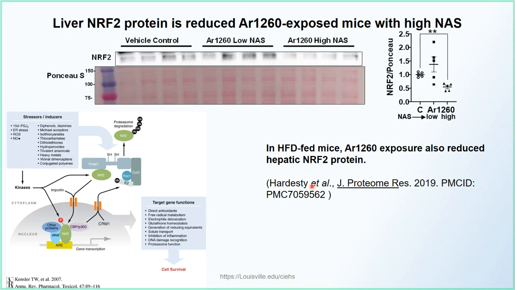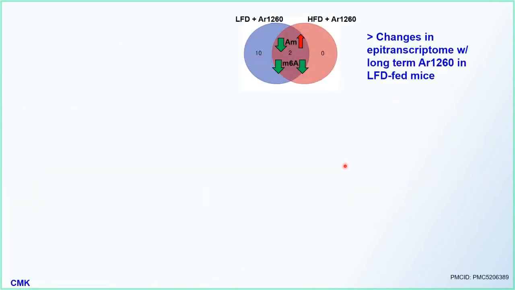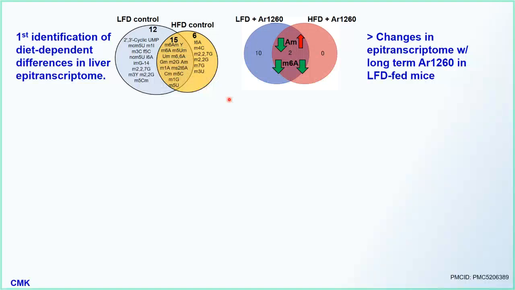And Josiah Hardesty in Matt Cave's lab had shown that in high-fat diet with Aroclor exposure, NRF2 protein was also decreased. I've already mentioned this, that if we look at what are the changes that are common or unique to the different Aroclor exposure groups, the high-fat diet, the first study that we looked at, and now this newer low-fat diet exposure, we see two changes in common, but in different directions for Am, but both we see a decrease in Am. And then we could also compare the low-fat diet control versus the high-fat diet control.